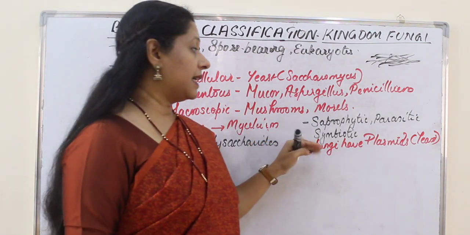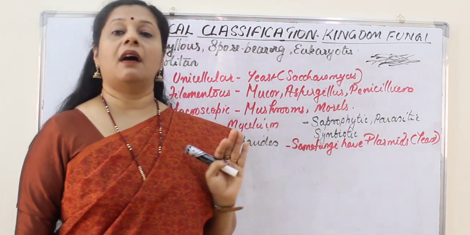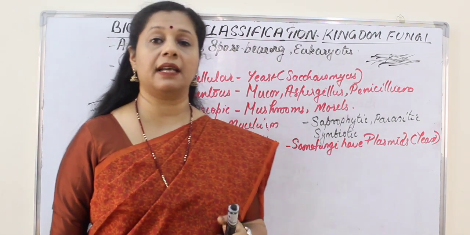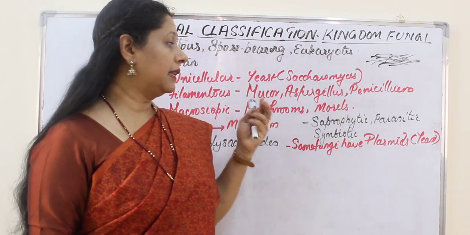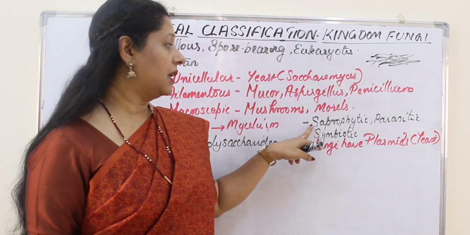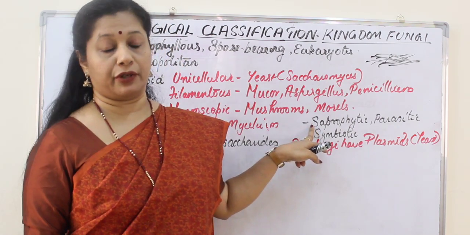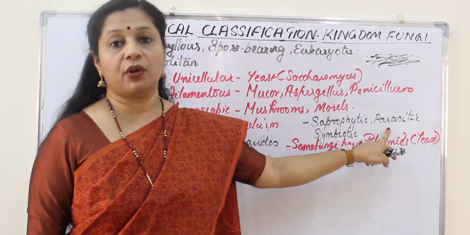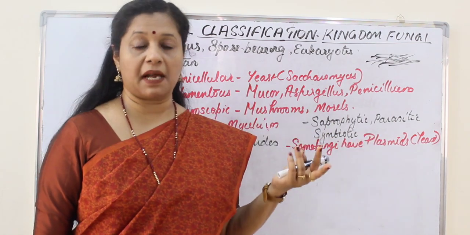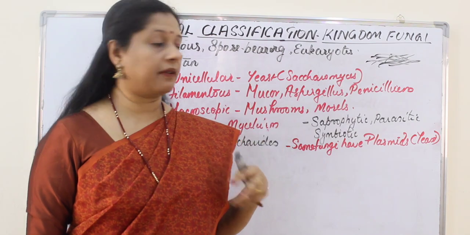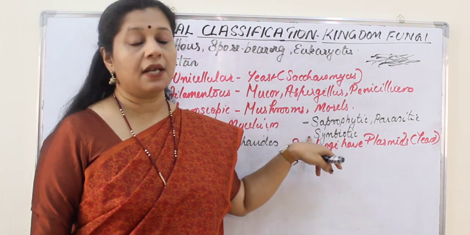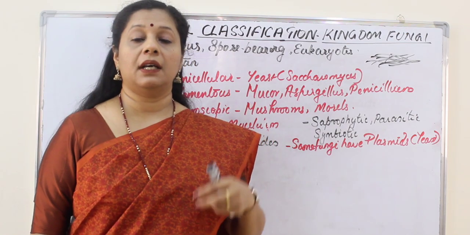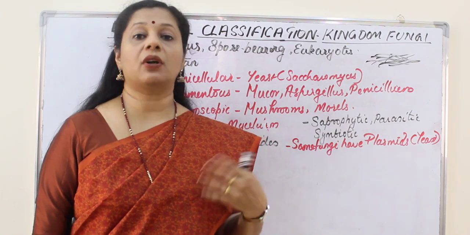Then next is their mode of nutrition. They are heterotrophic. That we told in the beginning itself, they cannot do photosynthesis. They can have different types. For example, a saprophytic mode of nutrition, means they feed on dead or decomposing matter. Then parasitic mode of nutrition means they live on the body of other plants and animals and derive nutrition from them. And symbiotic association is a mutualistic association where two organisms live together and they complement each other or help each other.